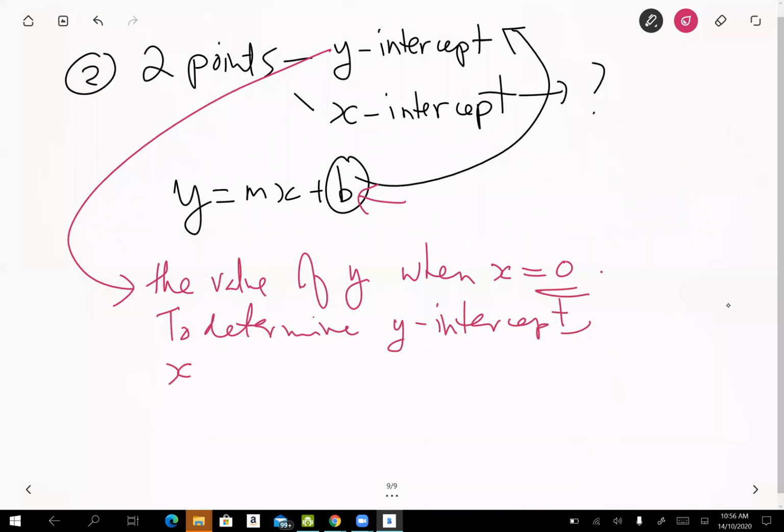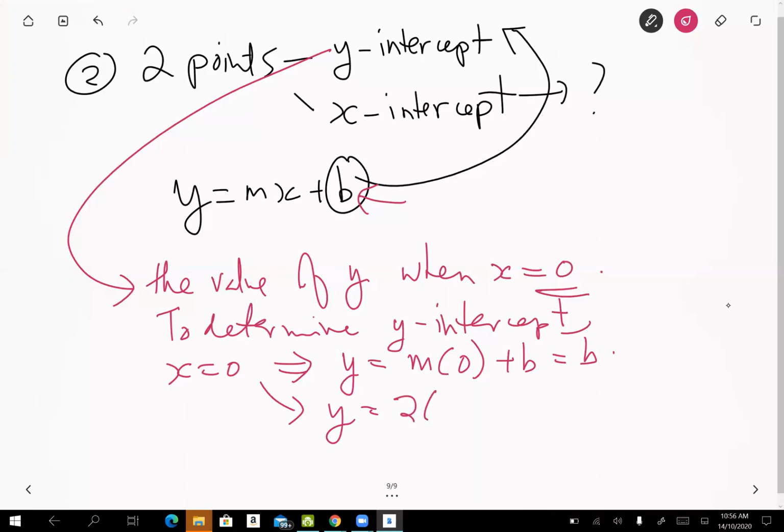So x equal to 0, you put into the function, you get y equal to m times 0 plus b, that is equal to b. All right? Or we go specific to our example, y equal to 2x plus 5, right? So 2 times 0 plus 5 equal to 5. So that is the y-intercept. So the y-intercept is 0, 5.